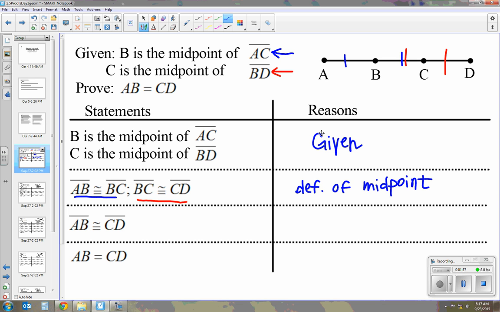And then next it says AB is congruent to CD. So what I'm going to do is look at this line above, and see if I did anything to get AB is congruent to CD. And I see right above it that AB is congruent to BC and BC is congruent to CD. And I can use my transitive property to cancel out the BCs and be left over with AB is congruent to CD. So to get that statement, that is the transitive property of congruency.